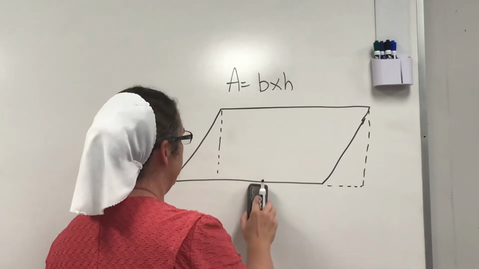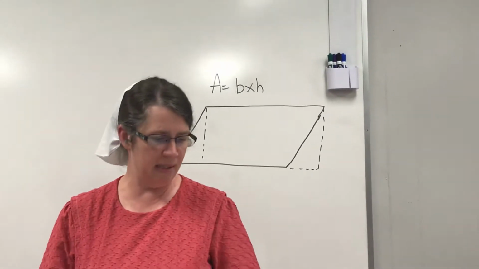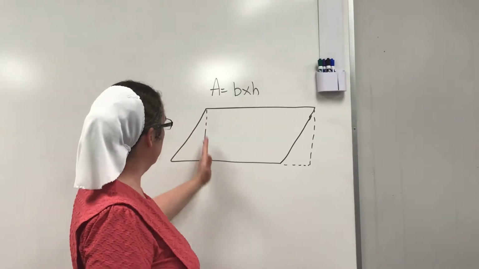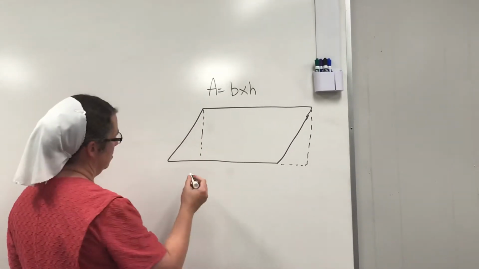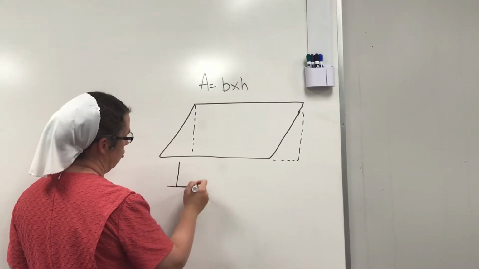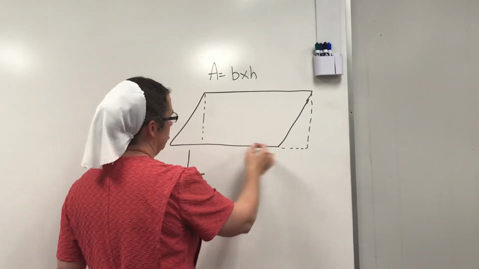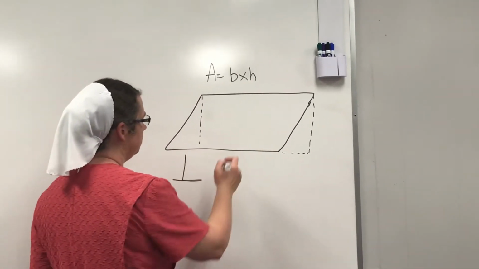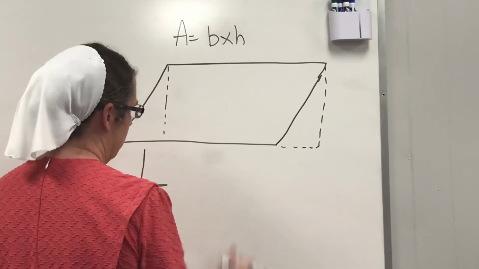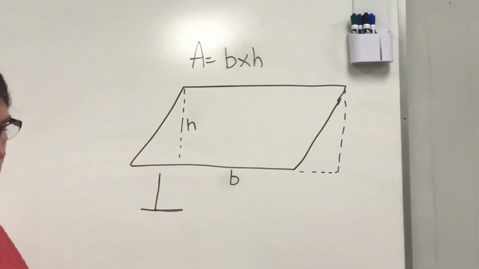Let's do one. So remember, your formula for area of a parallelogram is base times height. The height is always perpendicular. Remember, perpendicular is like this, down and over. That's perpendicular. The height is perpendicular to your base. That should be a little b, and that's your height. All right?